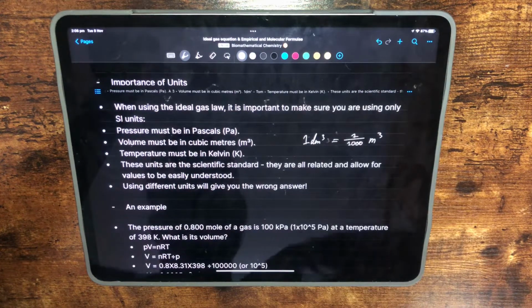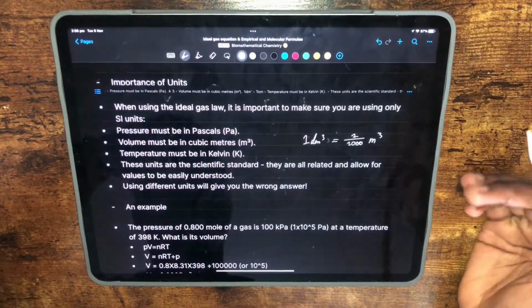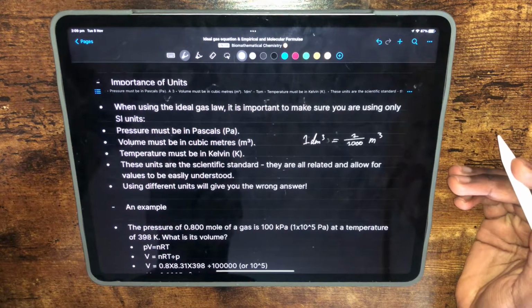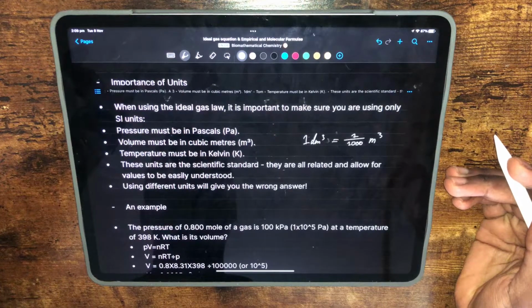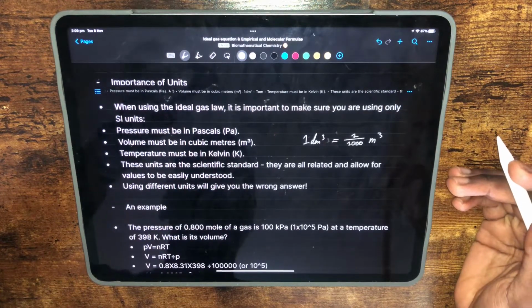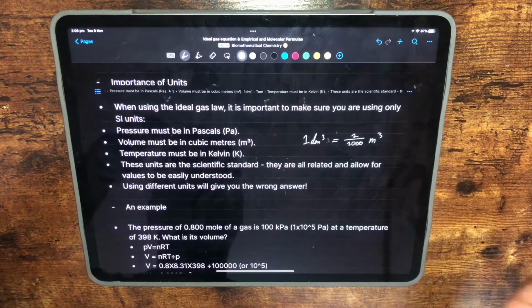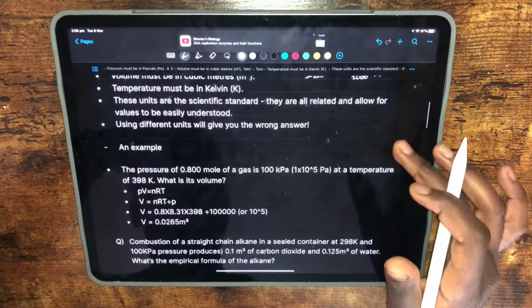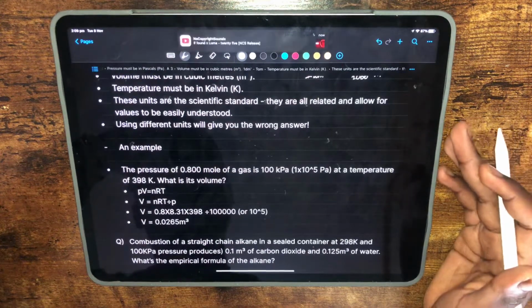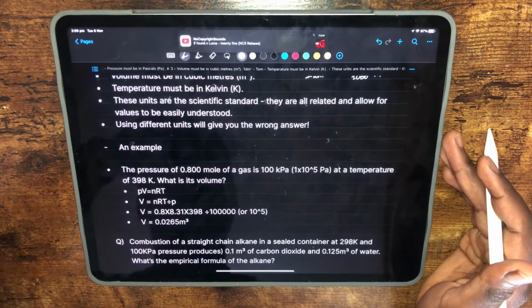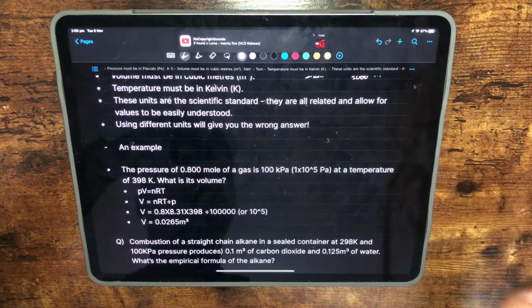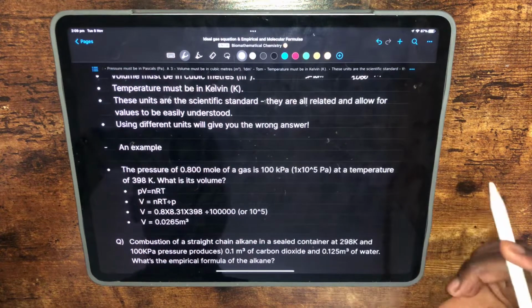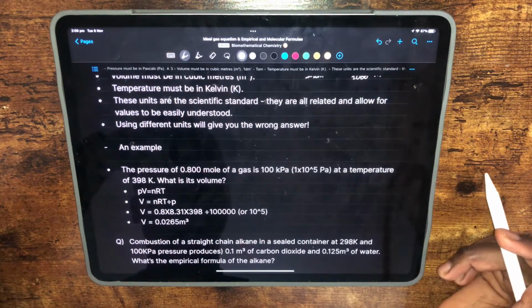But if you don't convert it, you lose a mark for not converting, and then you lose another mark for giving the wrong answer at the end. So you could lose two marks at least. For example, the question they'll give you is: the pressure of 0.8 moles of a gas is 100 kilopascals, which is the same as 1 times 10 to the power 5 pascals. At a temperature of 398 Kelvin, what's its volume?